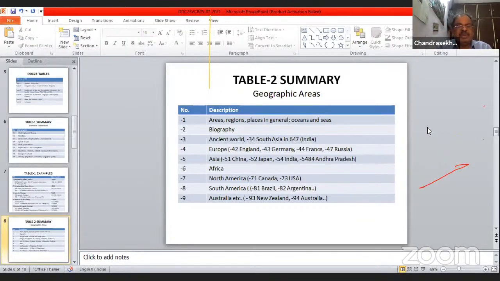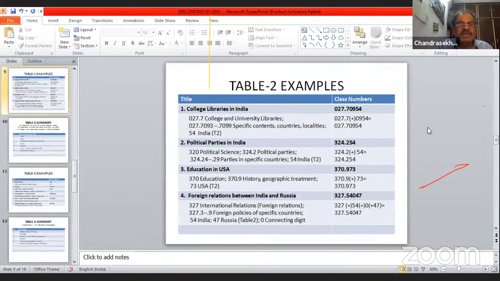What the number generally you have to remember is 54 India, 5484 is Andhra Pradesh and Telangana. So easily, without verifying the schedule, table 2, you can directly add the number. You can save much of the time in the examination. So I gave you some example. College libraries in India, 027.7 is college libraries. So 0954 is India. 54 is India.